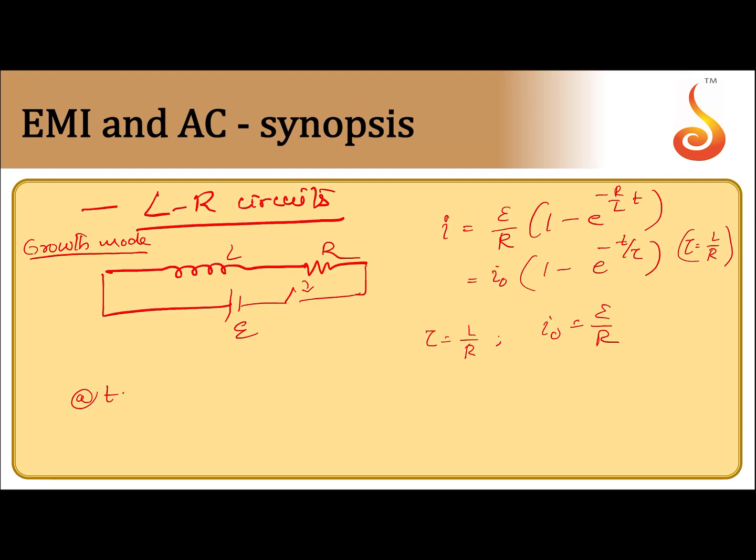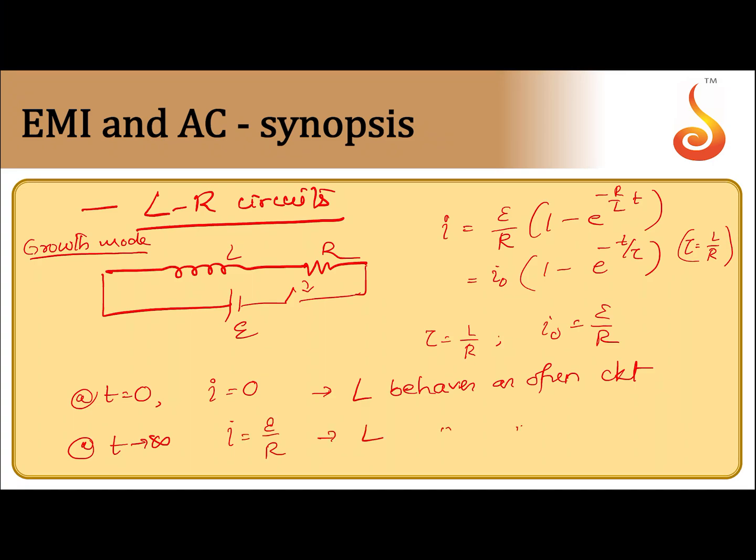Suppose I consider t equal to 0. In this case, the current in the circuit is 0. That means at t equal to 0, the inductor behaves as an open circuit. And at t equal to infinity, as t tends to infinity, the current becomes maximum, which is E by R, and the inductor behaves like a closed circuit or closed switch.